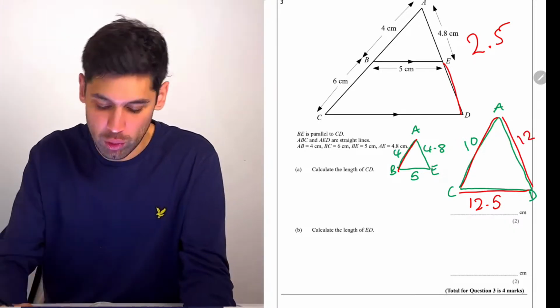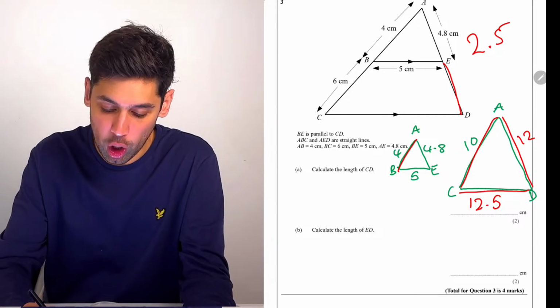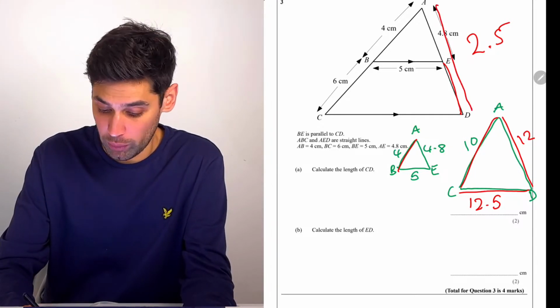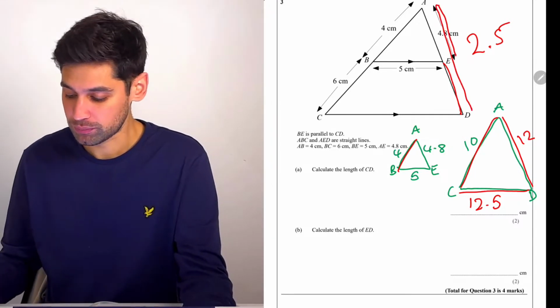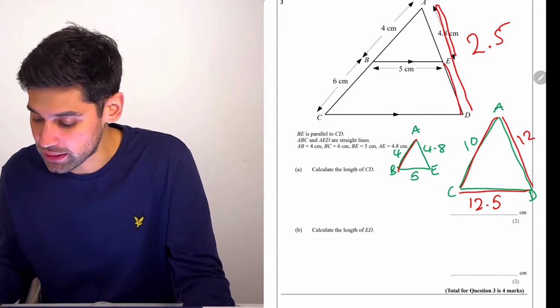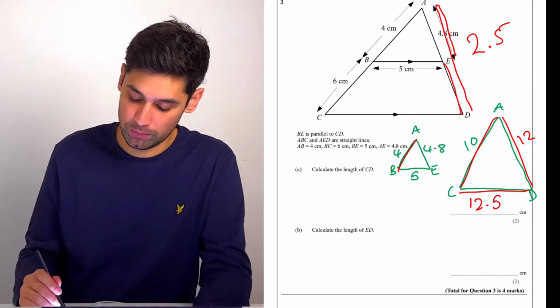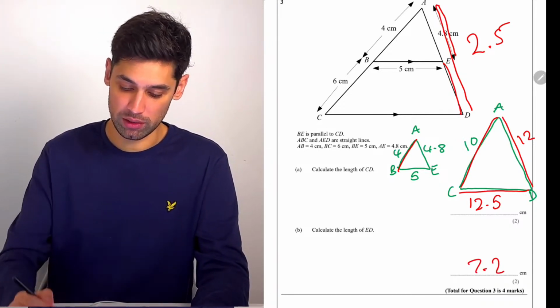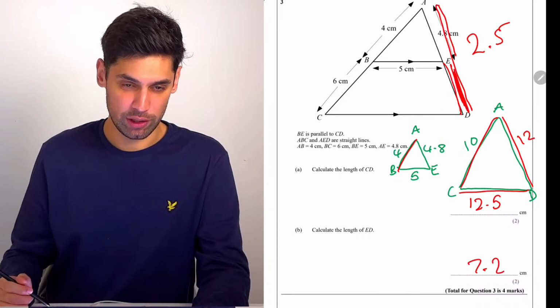Then we can go back to our original shape up here. We know the whole thing is 12. We know this part of it is 4.8. So if we do 12 take away 4.8, we are left with 7.2, which is going to be the answer for just this ED section right there.